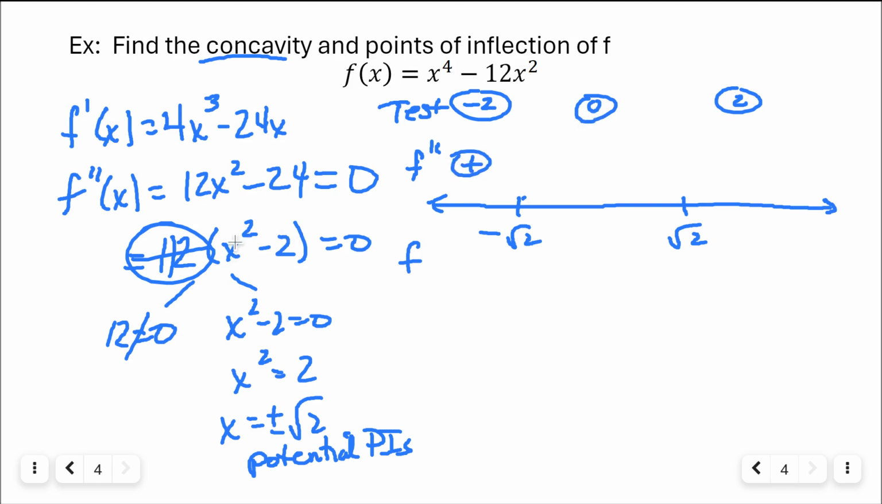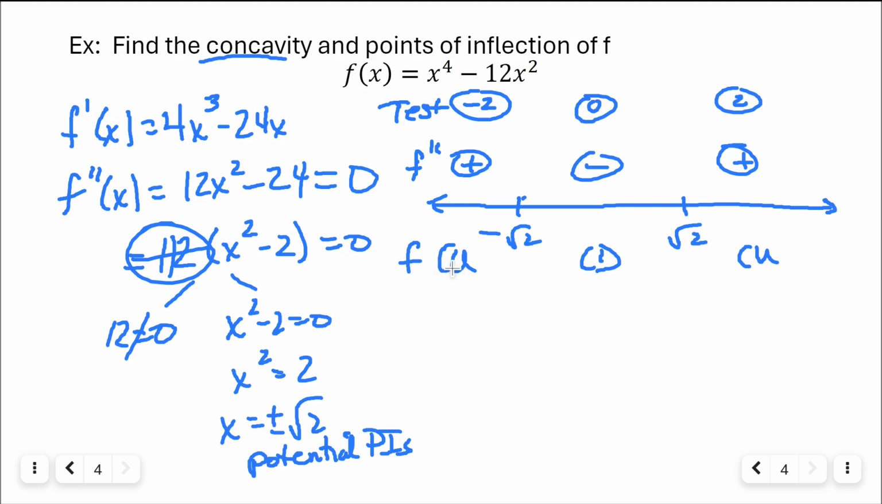All right, let's keep going. Put 0 in. 0 squared is 0. 0 minus 2, that's negative. 2 squared is 4. 4 minus 2, that's positive. When f double prime is positive, that means f prime is increasing. When f prime is increasing, that means f is concave up. So when f double prime is positive, f is concave up. When f double prime is negative, f is concave down. When f double prime is positive, f is concave up.